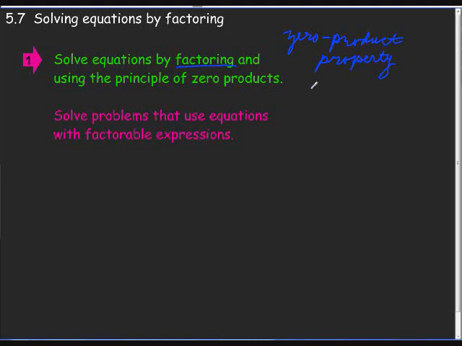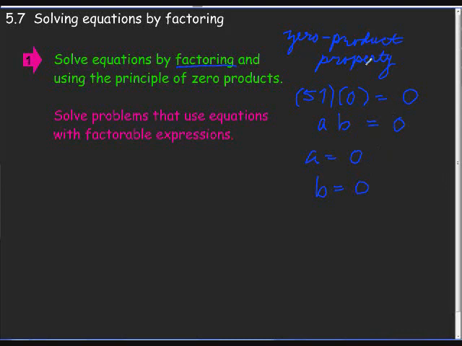If I have anything, let's say 57, and I multiply it by 0, what will my product be? 0. So if I have A times B equals 0, what can I say about A and B? I can say that A may equal 0 or B may equal 0.